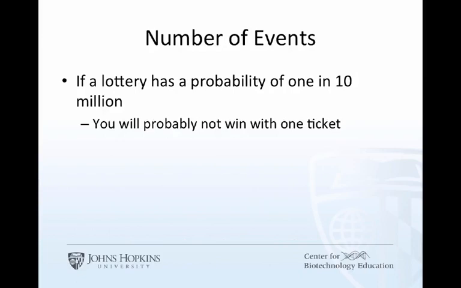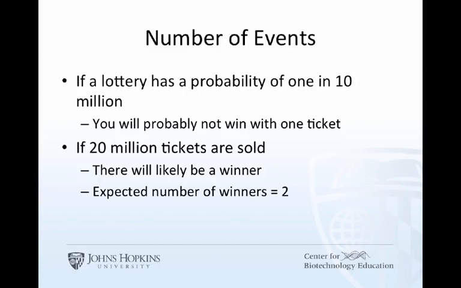Many of you may be familiar with these big lottery jackpots. In the United States, often many states get involved and sell tickets to make the jackpots really high. So if you bought one ticket, and you have a win probability of 1 in 10 million, you will probably lose. The odds are heavily against you. But what if 20 million tickets were sold? Now the chance of someone winning becomes very possible.